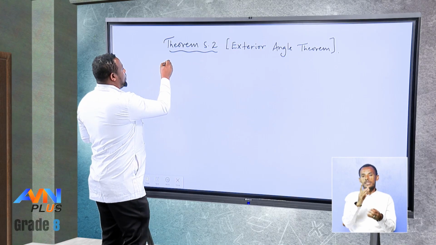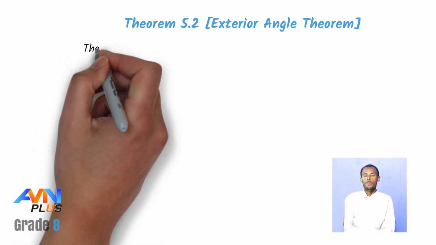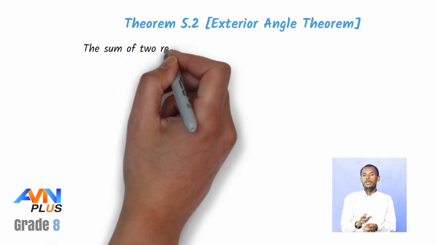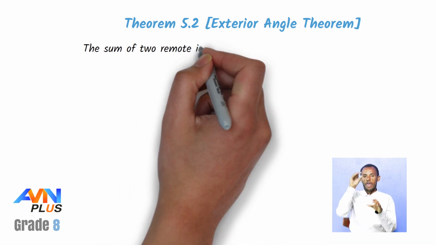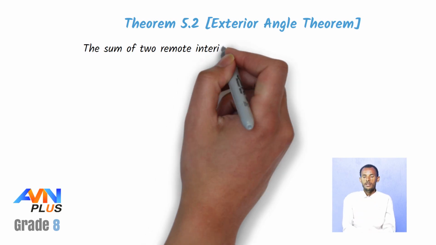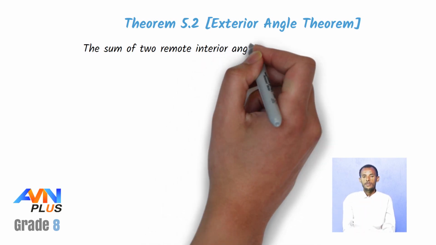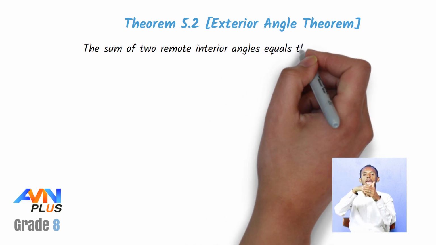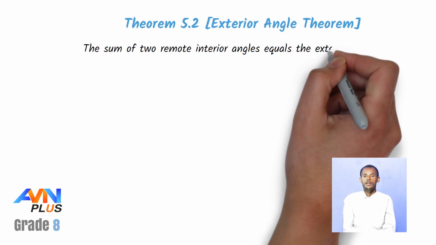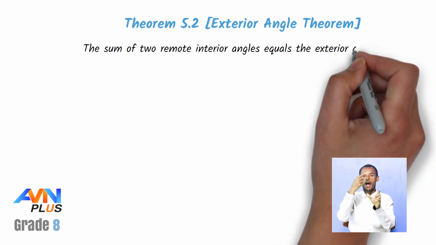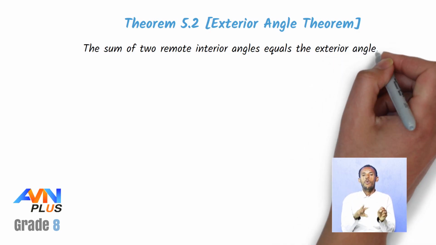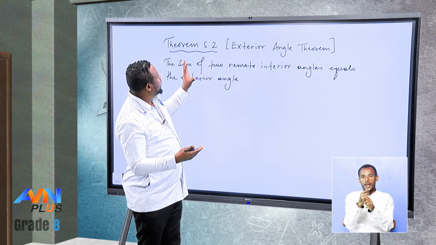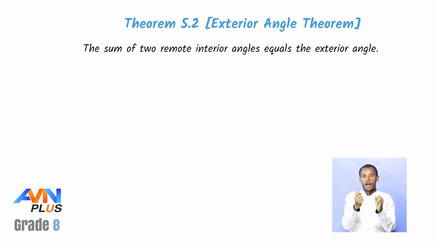The sum of two remote interior angles equals the exterior angle. Okay, so we can paraphrase this statement geometrically. Geometrically, this theorem can be expressed in this way.